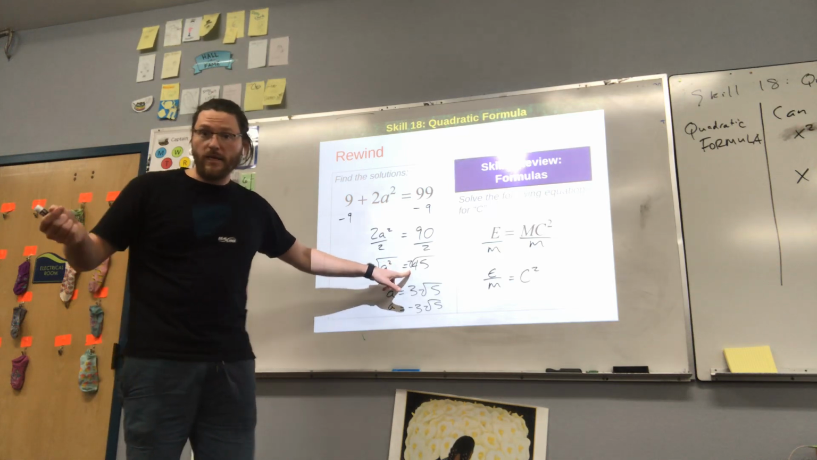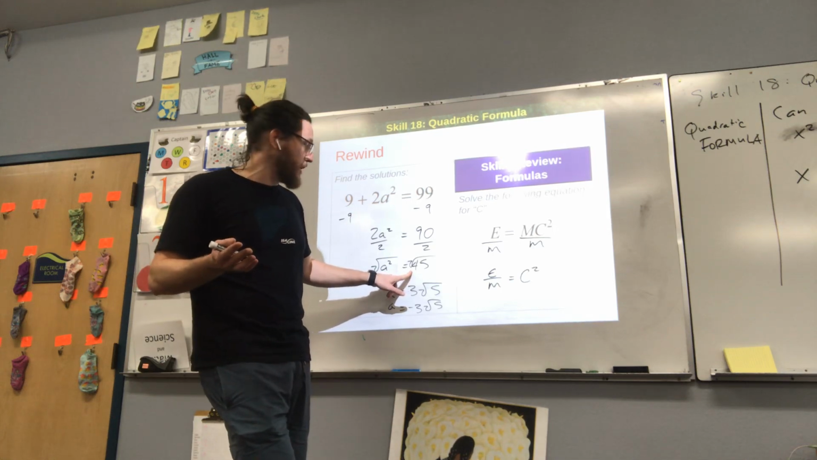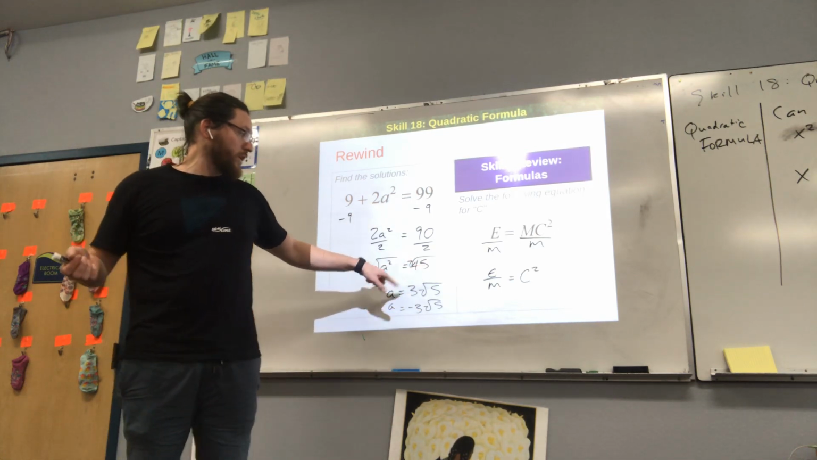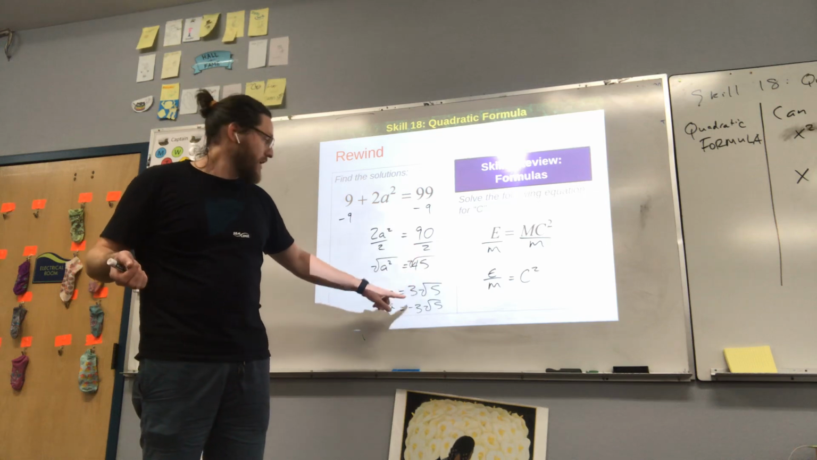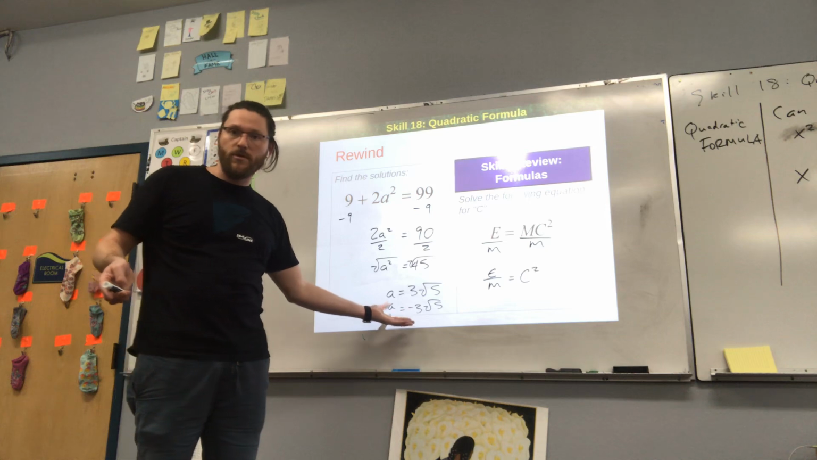Okay, you can type that into a calculator and get a decimal, or you can practice the way that we've been practicing in class with jailbreak. This breaks down into a 3, another 3, and a 5. So your final answer here should be 3 square root of 5, and then also remember there's a negative version of that as well.